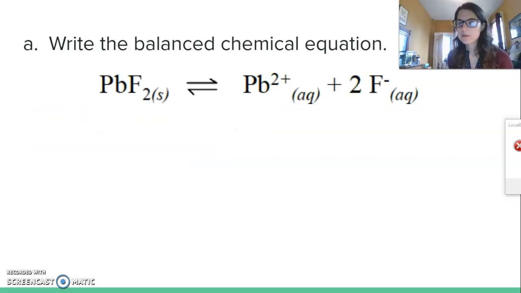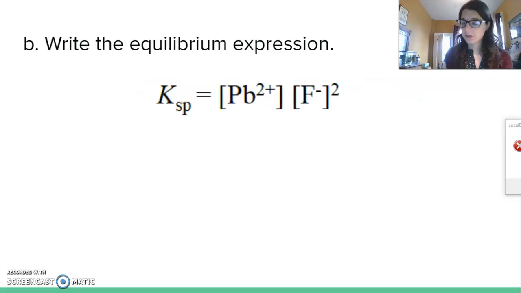So here's your balanced chemical equation. It's simply a solid lead 2 fluoride compound dissolving into Pb2+ and 2F-. For the equilibrium expression, we do not include solid in the equilibrium expression, so it's just going to be the concentration of Pb2+ times the concentration of F- squared.